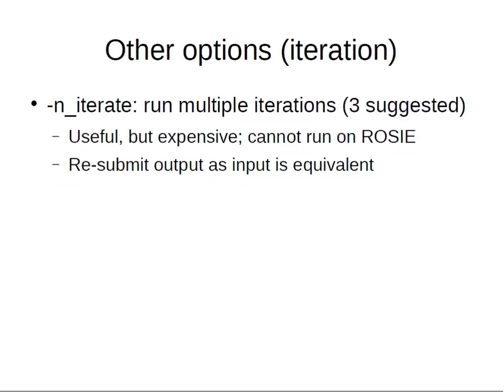We suggest trying 3 iterations. That seems to be about where the time versus improvement trade-off is, but it's of course 3 times more expensive. I will say that it's pretty much equivalent to just resubmitting Eraser output as Eraser input. So if you choose to run 3 runs sequentially rather than using the iterate flag, and check for yourself in between runs if you think it's good enough yet, that will give you the same data.